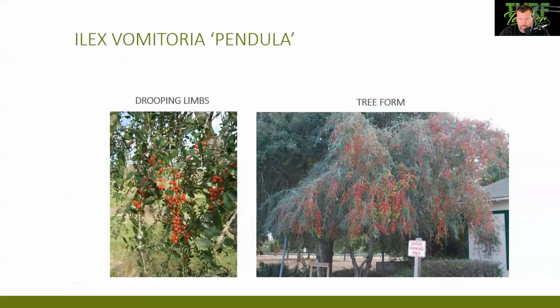Your Ilex vomitoria pendula. This is your weeping Yaupon Holly, and it can get tree form. It can get very huge if you let it. We have one on the hill there at campus. You'll see that in the location video, but it's real cool with its drooping leaves or the drooping limbs. They like hanging down, and it's just awesome, especially when it's full of those berries right there.